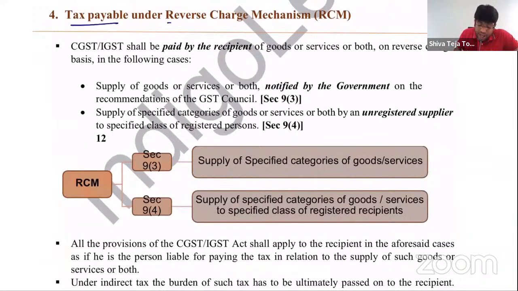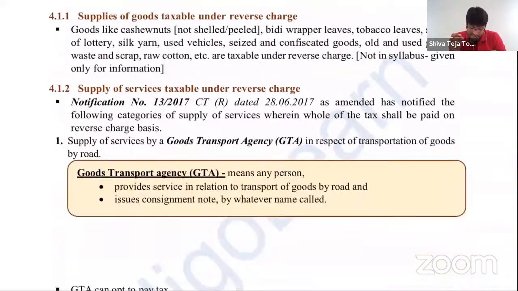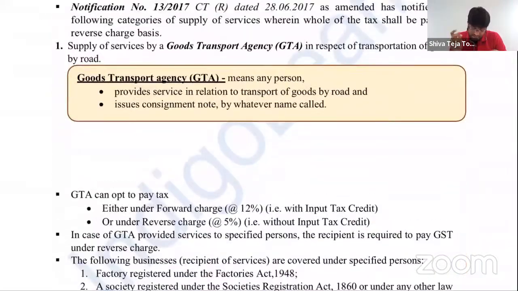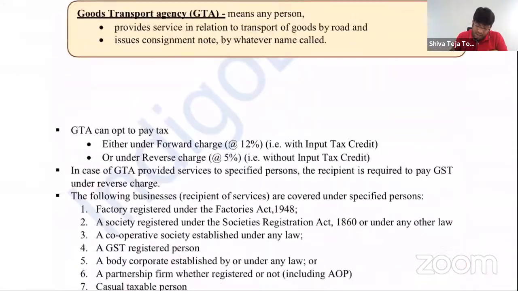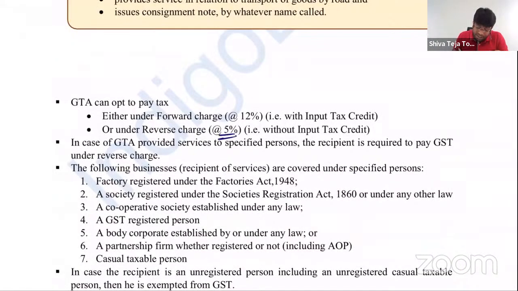Tax payable under RCM. What is RCM? Reverse charge mechanism. So, my dear friends, not in every case is the supplier liable to pay GST. There are some special cases where the supplier is not liable to pay GST, the receiver is liable to pay GST. And I'm sure you would have heard about the various categories which are covered there. GTA services, that too only if they opt for 5%. RCM will come only if they opt for 5% rates. If they opt for 12% rate, there is no question of RCM.